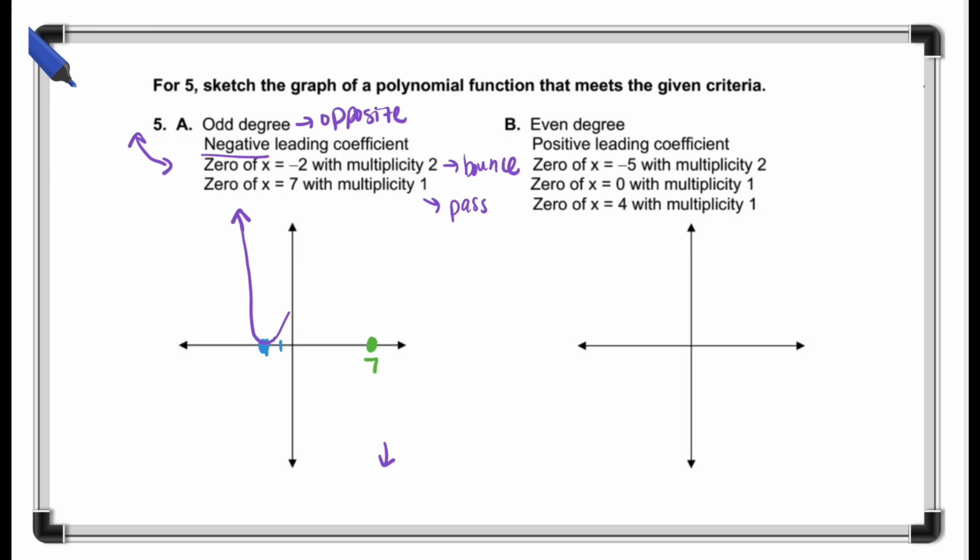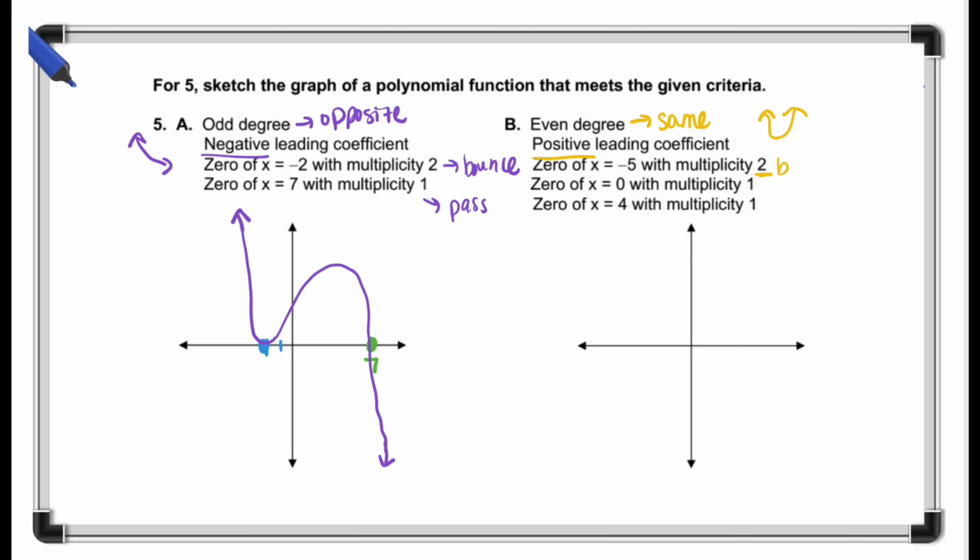So in letter B, we have an even degree, and we know that those ends are going to point in the same direction. We are looking at a positive lead coefficient. So again, an even degree, kind of think about your parabola. So if we have a positive lead coefficient, we know the ends are somehow going to point up in the same direction. Again, with a multiplicity of 2, that will bounce. And with a multiplicity of 1, these will pass through.